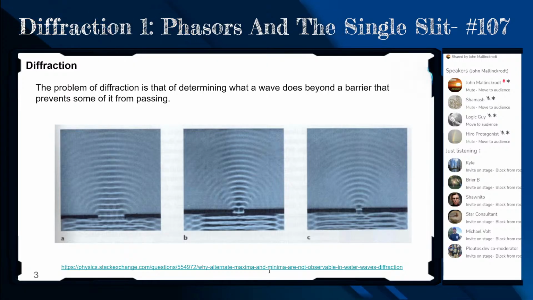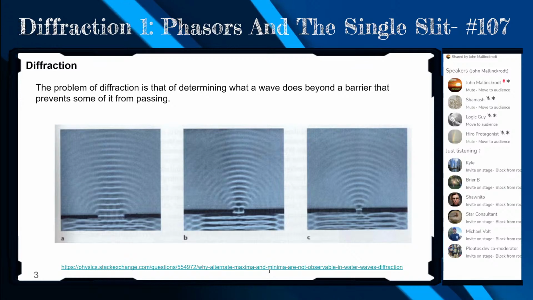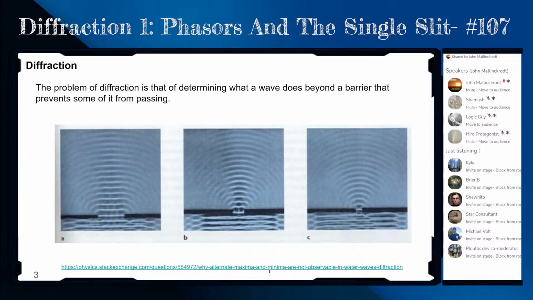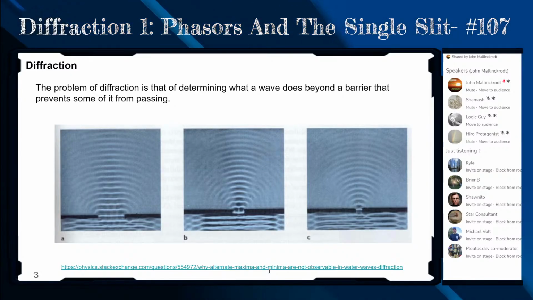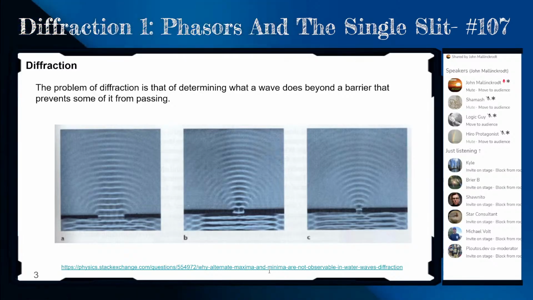But there are water waves coming up from below, heading toward the top of each of these pictures that are plane waves. The wave fronts are straight lines, and then they run into a barrier that has a gap in the middle. And you can see in the picture at the far left, the gap is pretty large, pretty wide. The gap is smaller in the middle picture and smaller yet in the last picture. And so this is just to illustrate some effects of diffraction.